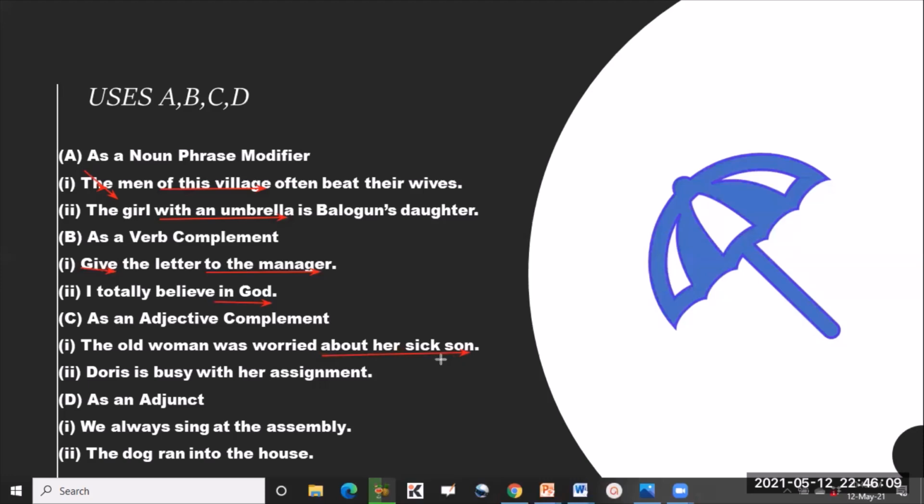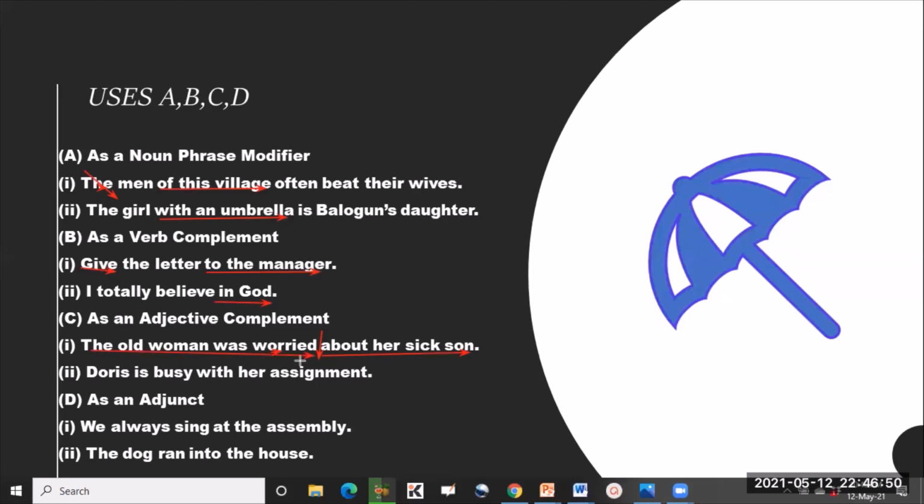And the adjective is worried. Worried. That's the adjective. And so about her sick son is the prepositional phrase, and it is used as an adjective complement. It completes the meaning of the adjective. Now, how do we know? Again, we can use the border principle and the questioning method. So we put a border here, and then we take this sentence and we stop at this point, and we say the woman was worried.